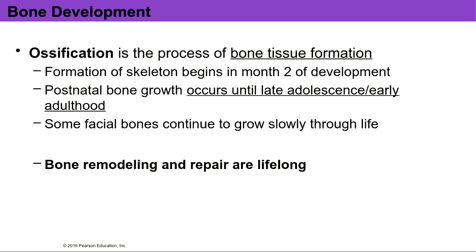So bone development is also called ossification. All right, this is referring to the formation of new bone tissue. So formation of the skeleton actually starts to begin in about month 2 of development. I won't ask you that number, it's just there for your curiosity. So we do have a little bit of skeletal development in the womb, all right? But in the womb, you're still mostly cartilage for most of that 9 months.